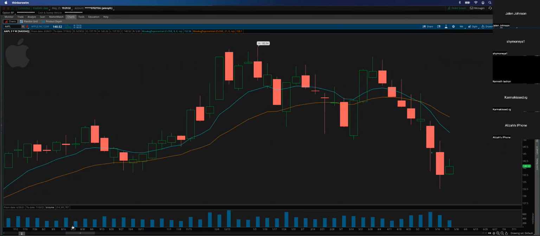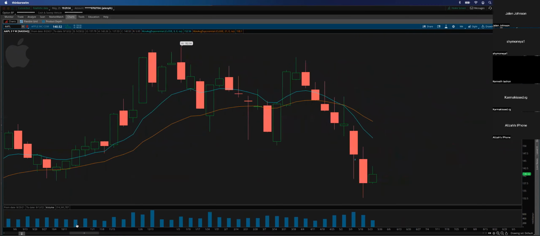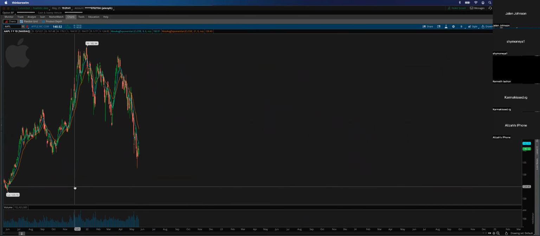All right, so let's find another one. Oh, this is the weekly chart, my bad. So we have one on Apple. Now there are different ways to make bull flags.